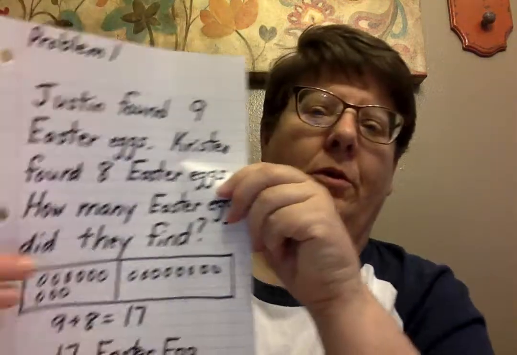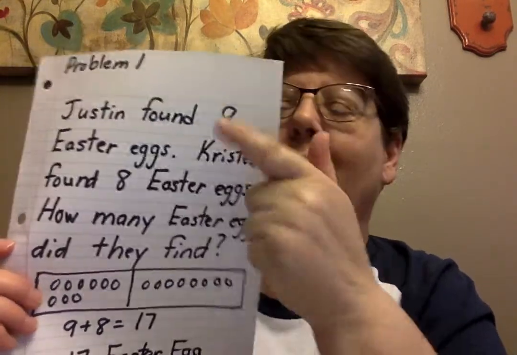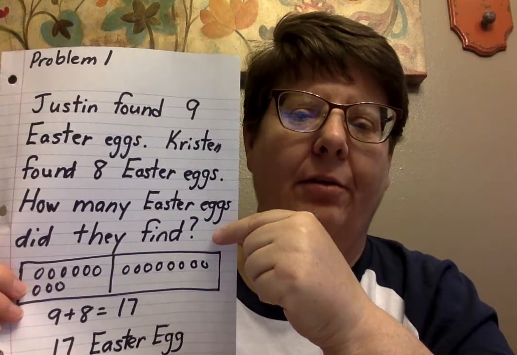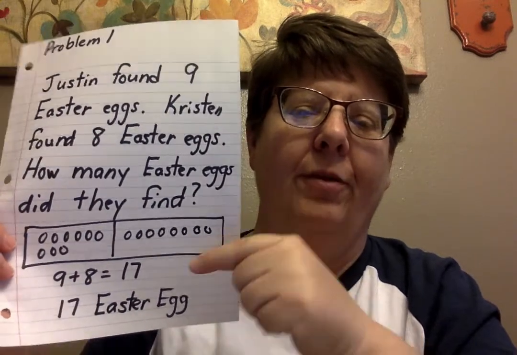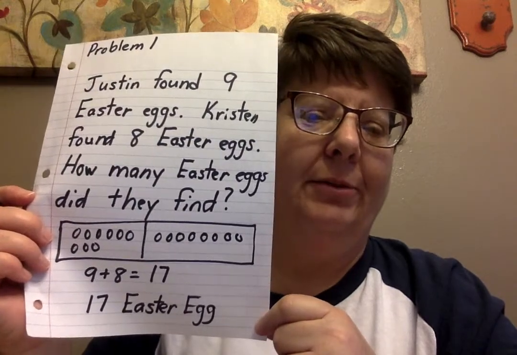The last thing I need to do is write my answer with a label. They were finding Easter eggs, so they have 17 Easter eggs. So when you're going to practice some and some more story problems, first of all, you have to think about a problem that you could solve and write it out. Then you need to draw a picture, then you need to write the equation, and the last thing is you need to label it.